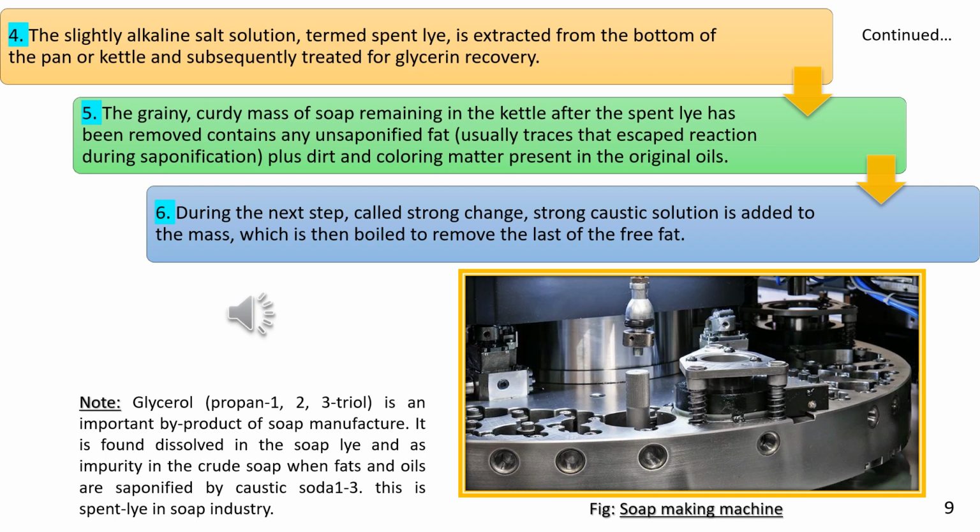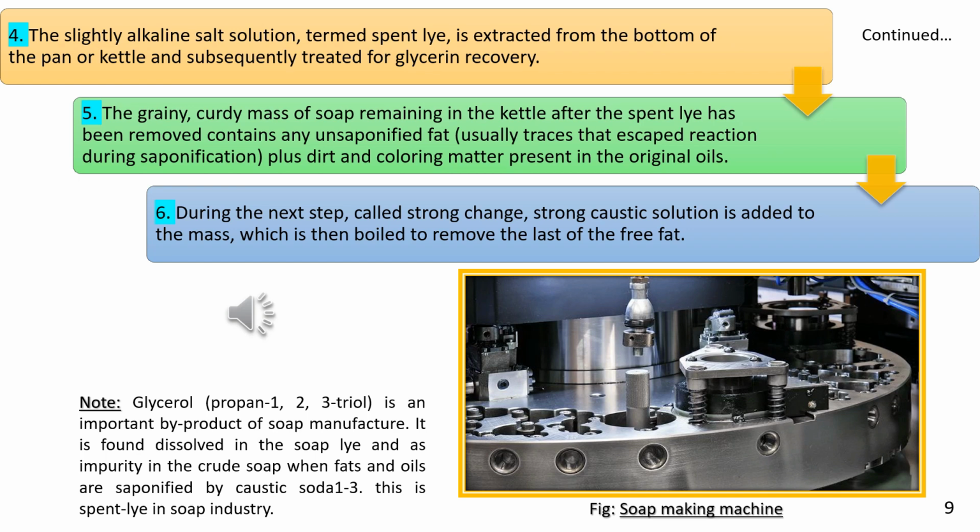Number 5. The grainy curdy mass of soap remaining in the kettle after the spent lye has been removed contains unsaponified fat, usually traces that escaped reaction during saponification, plus dirt and coloring matter present in the original fats.